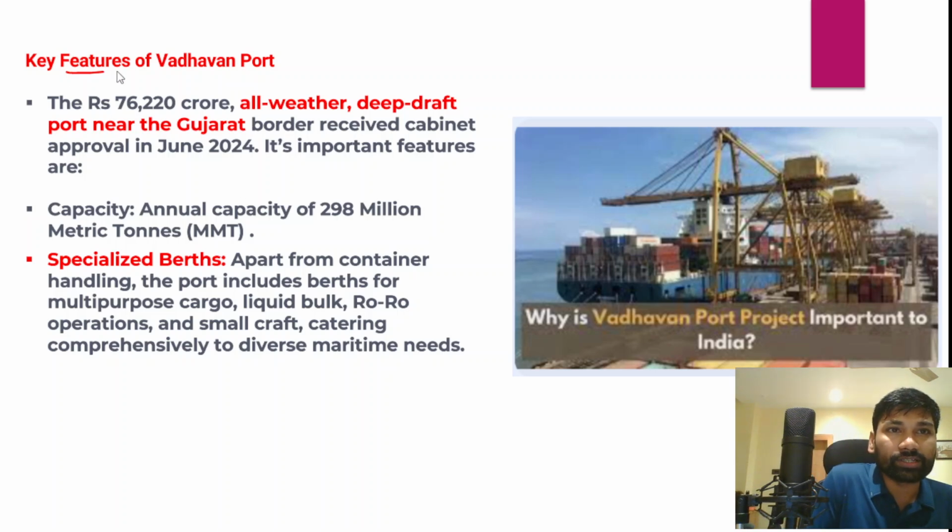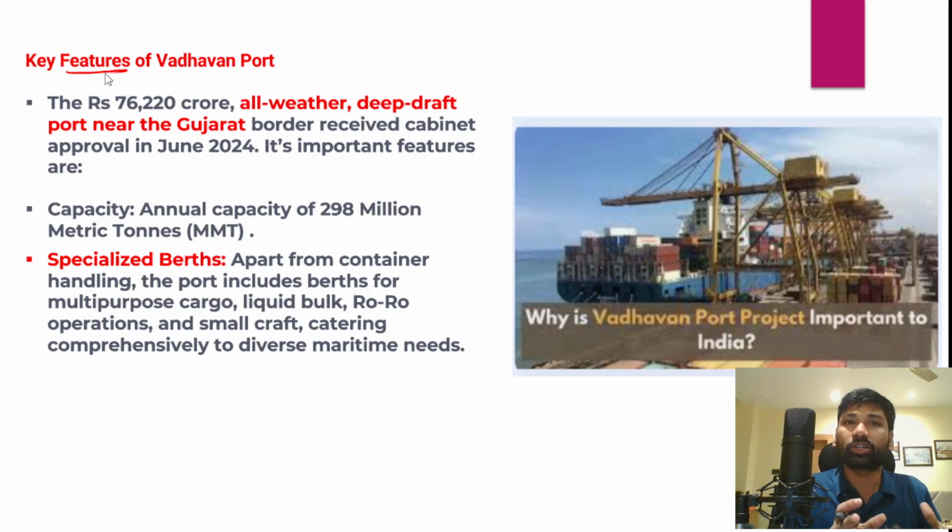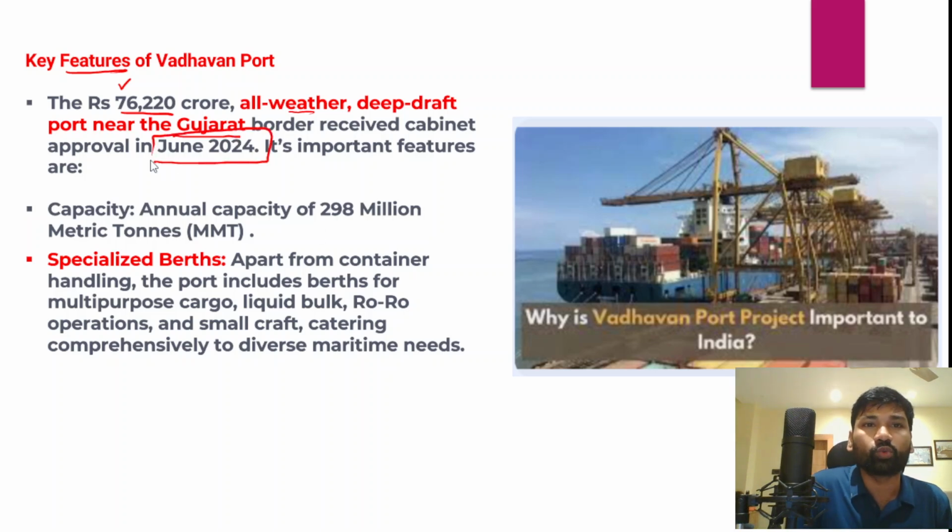Now, what are the key features of this Vadhavan project? As I have already told you, the total project cost, including the land acquisition for construction of this port and facilities, would be around 76,220 crore rupees. In fact, it is an all-weather greenfield deep draft port near the Gujarat border. So it is in Maharashtra, but it is very near to the Gujarat border. It received cabinet approval in June 2024, and it also has some important features.